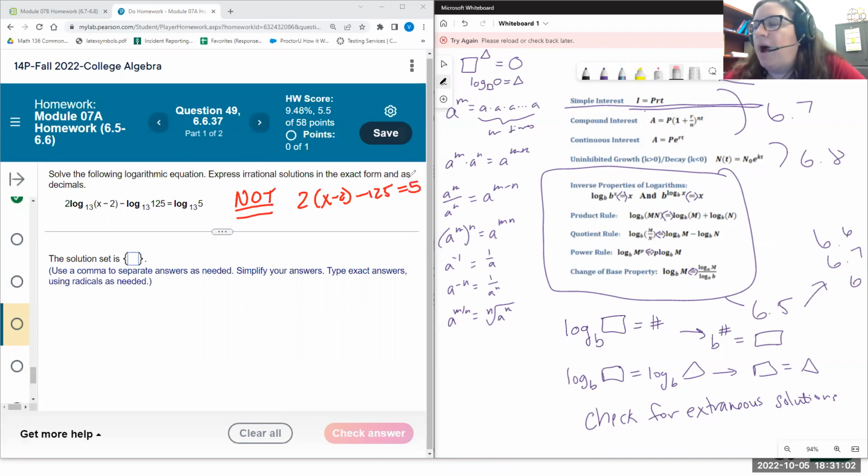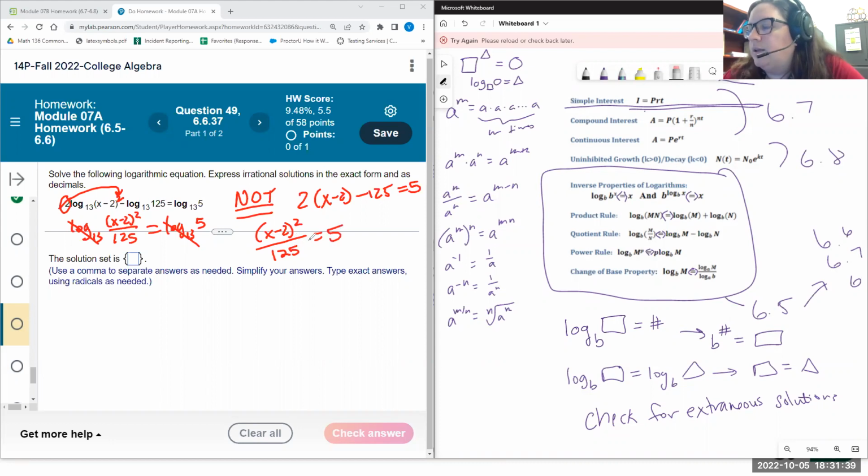So I have to first combine, so it's a single log. Now it's already a single log on the right side, but I need to combine to a single log on the left side. So move that 2 inside. So it's squared, and then these are subtractions. So it's going to end up being log base 13 of x minus 2 squared over 125 equals log base 13 of 5. Now the logs can cancel out. But notice the 2 had to become a power, not being multiplied by the x minus 2. The 125 is divided, not subtracted.